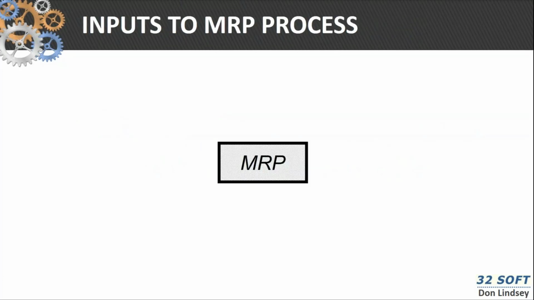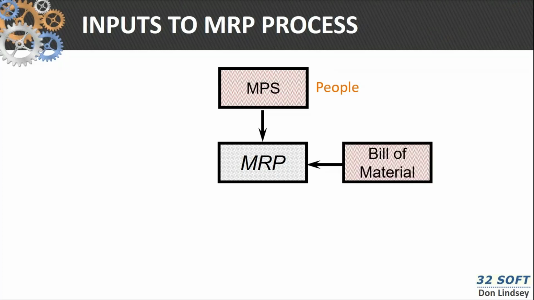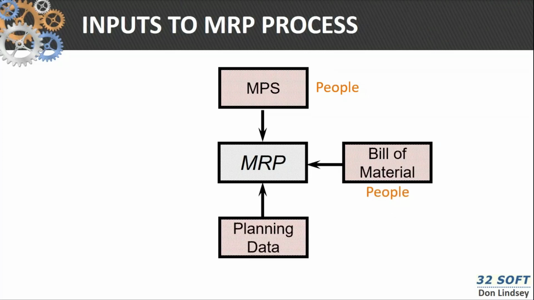The inputs to MRP are basically the master production schedule, and we talked about the independent demand and the fact that we have to do forecasts at that level, and we use firm planned orders in that area, and that is done by people. The bill of material is the structure of your product. Again, people do that. And then you have the planning data that the planners and the buyers are responsible for, the lead times, the order policies, etc., that we'll talk about in just a second. And there you go, people.